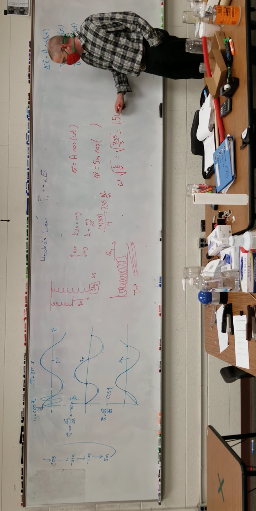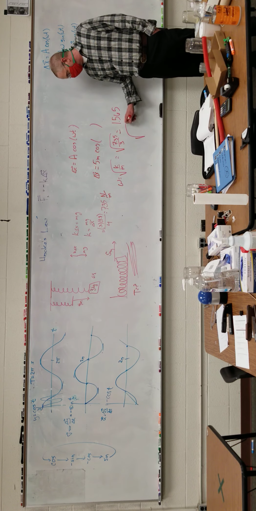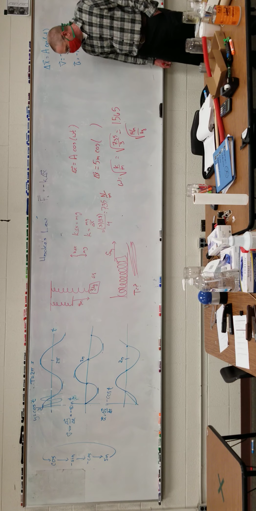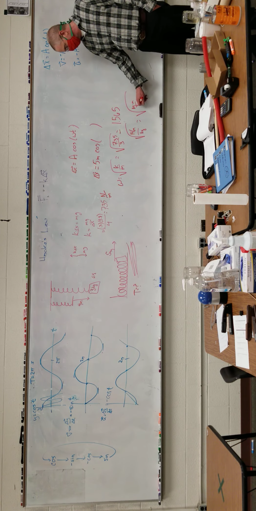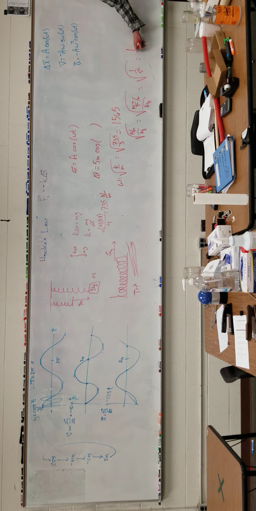So 1.565? Units? If you're doing it bit by bit, that would be the square root of newtons per meter over kilograms, which is the square root of a kilogram meter per second squared per meter kilogram, which is the square root of 1 over seconds squared, which is 1 over seconds. Somewhat misleading here. If you said hertz, it would not be right.